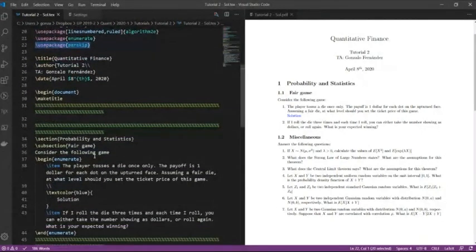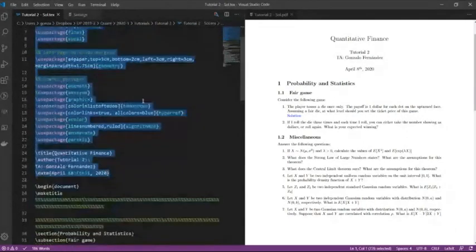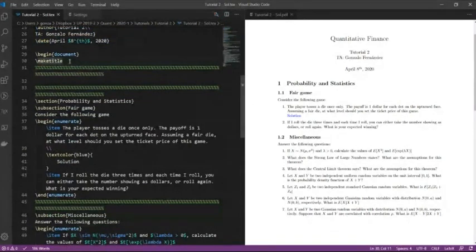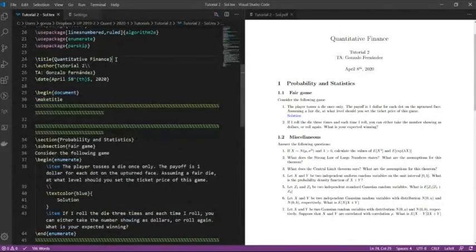So how do you style a general LaTeX document? You write the title, author, and date. These are all already pre-existent functions. And you write begin document. When you write begin document, LaTeX assumes that everything that comes before is just setup. Make title allows you to insert whatever you wrote as title.